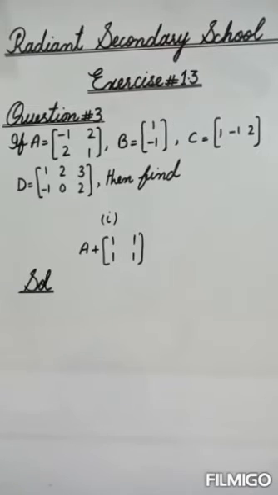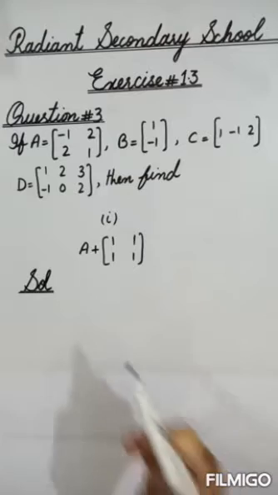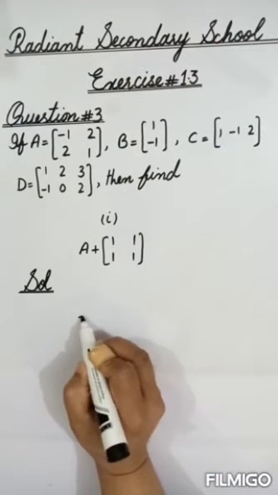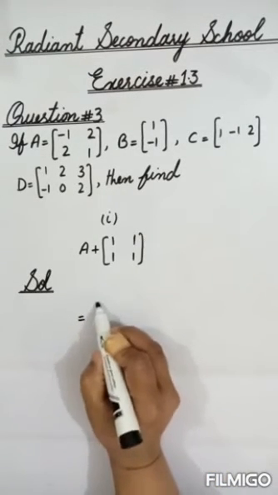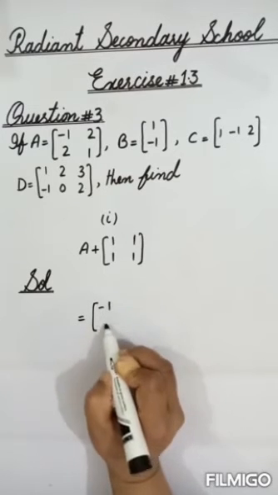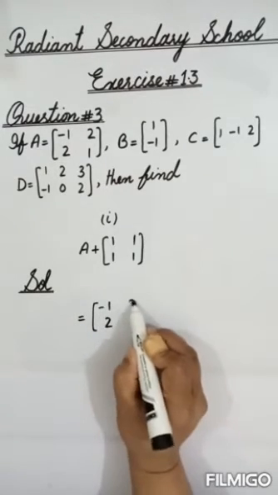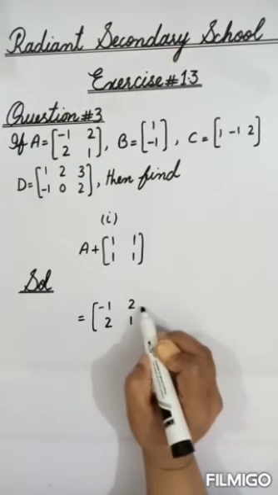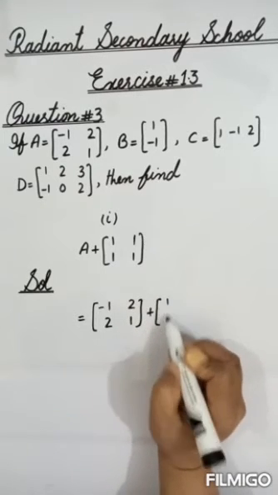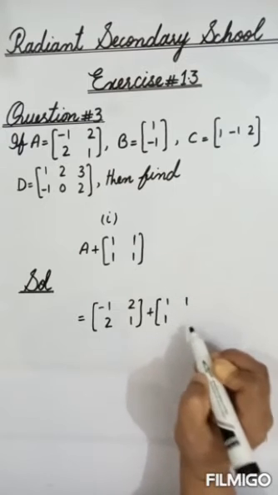Now we have question number 3. In this question we have to find the addition of the matrices, part 1. In part 1, first of all we have to put the value of A, and the value of A is equal to -1, 2, 2 and 1 plus 1, 1, 1 and 1.